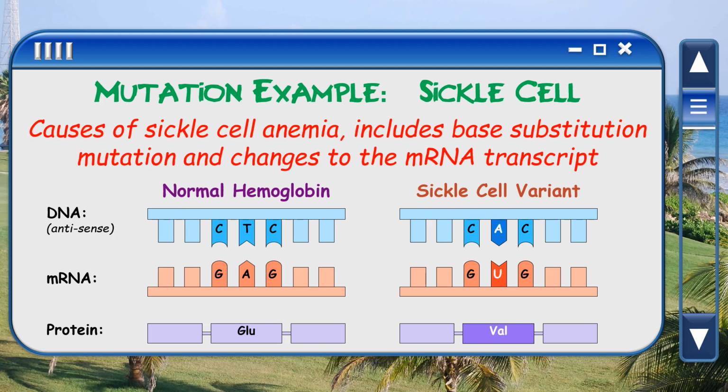Causes of sickle cell anemia include the base substitution mutation, and this one changes the messenger RNA transcript. This is the normal messenger RNA transcript, but now this is the changed messenger RNA transcript. Because of the base substitution, the bases have been interchanged. Instead of having adenine, we are having uracil. So that one is the one that causes our sickle cell anemia.